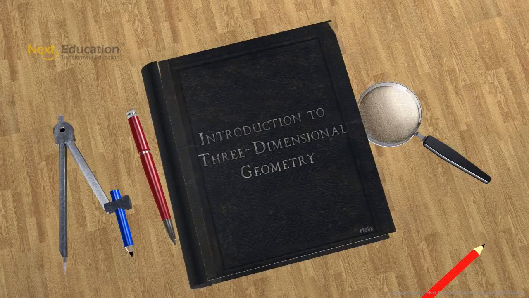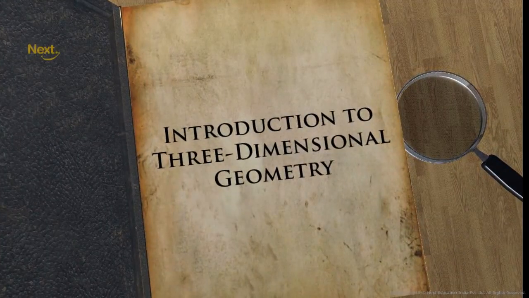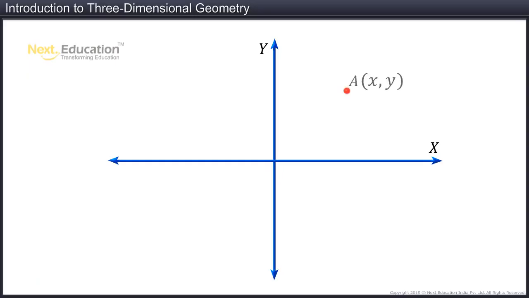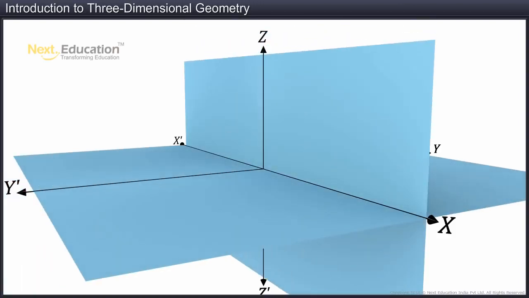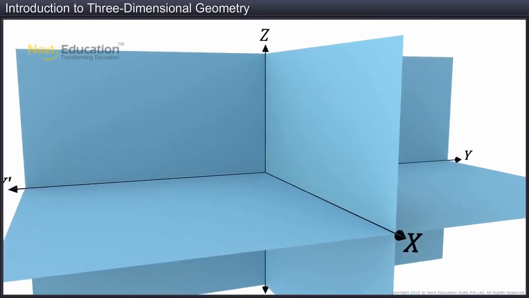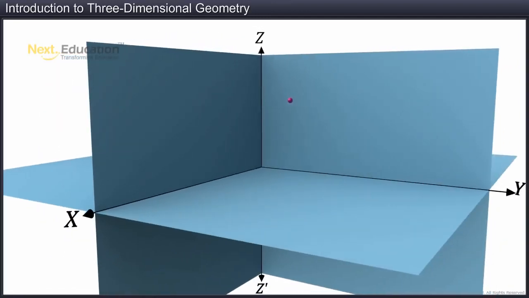In this module, you will learn about the coordinates of a point in space. We have seen how to locate a point in a two-dimensional plane with respect to its distance from the reference axis. In three-dimensional space, we identify a point with respect to the distances from the three reference planes. Let's see what these reference planes are and how to locate a point in space.